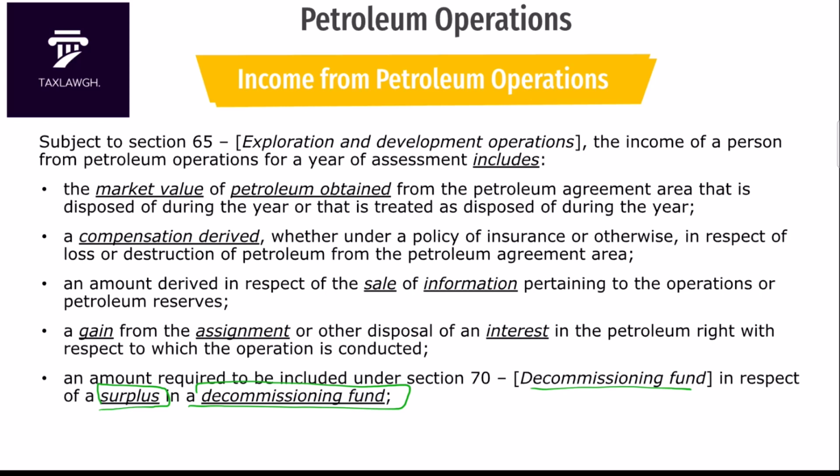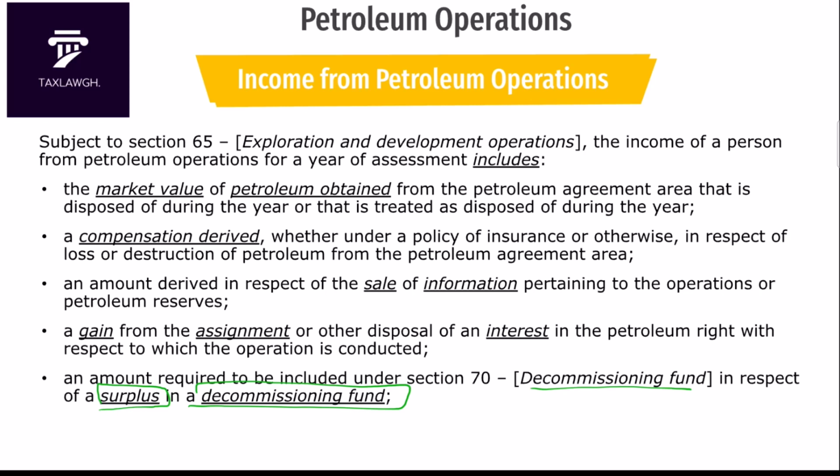And for the purposes of petroleum operations under the Income Tax Act, we call this fund the decommissioning fund. What the law says is that at the end of petroleum operations, any amount in the decommissioning fund will be used to what? Carry out decommissioning, and this amount will not suffer tax. However, if after carrying out decommissioning, there is a surplus left in the fund, that surplus must be added to your income and taxed. Let me use numbers to illustrate this.